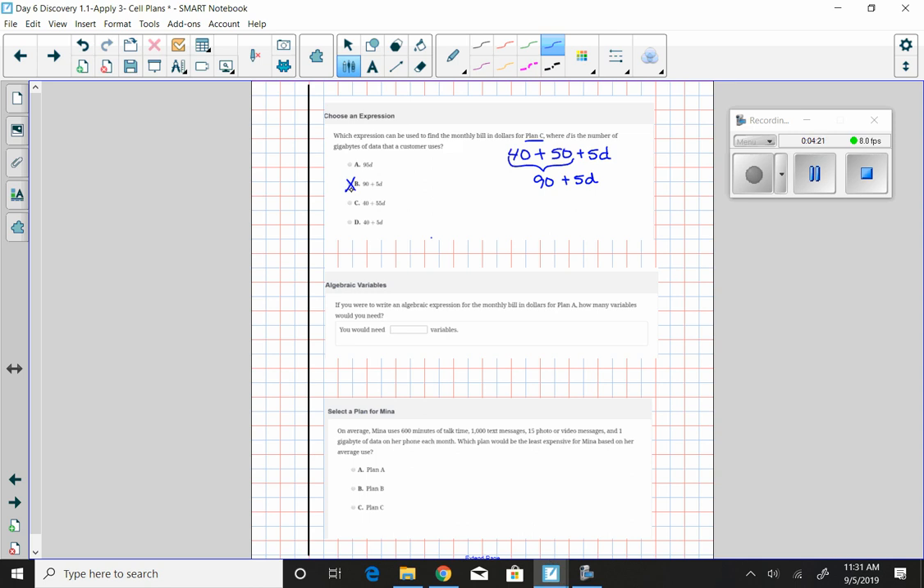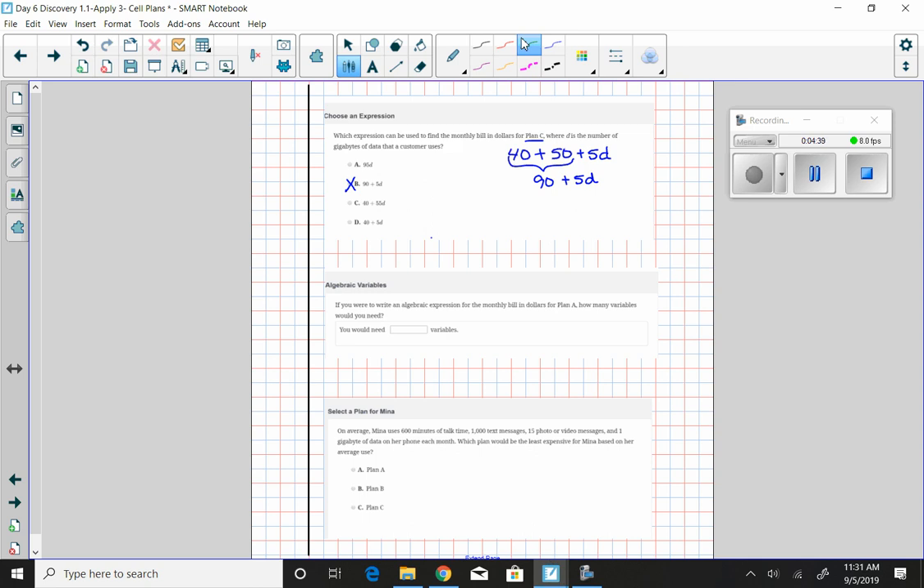Now, I don't remember if I gave you guys this to put into your notes, but if we had to come up with an equation for Plan A, if you have this, go ahead and hit pause. I can't remember if I gave this to you guys or not, but we're going to talk about Plan A here a second.